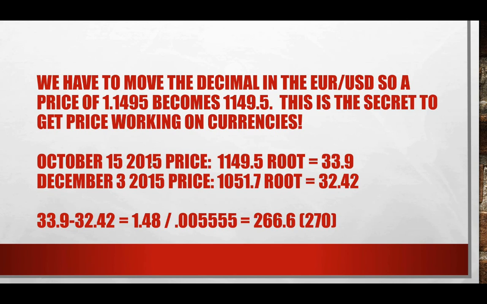October 15th of 2015, the price is 1,149.5. The root equals 33.9, okay? The root equals 33.9. December 3rd of 2015 price was 1,051.7. The root is 32.42. 33.9 minus 32.42 equals a distance that price moved within the squares of 1.48. We divide that by our magic number of 0.005555 and it equals 266.6. Note this is right close to the 270 degree angle.